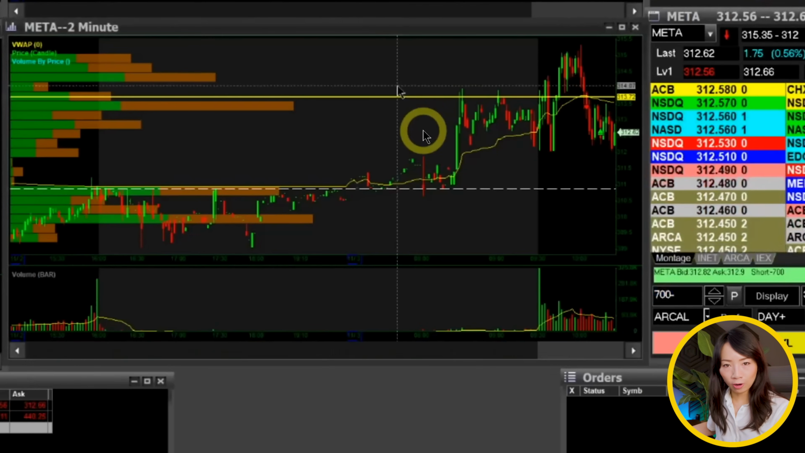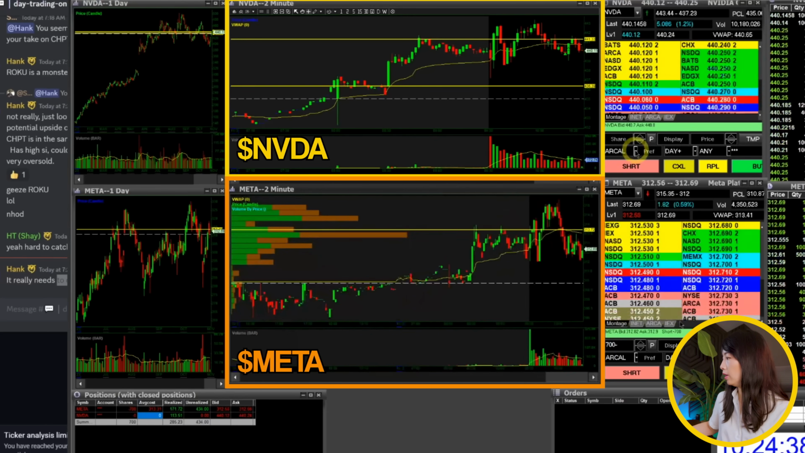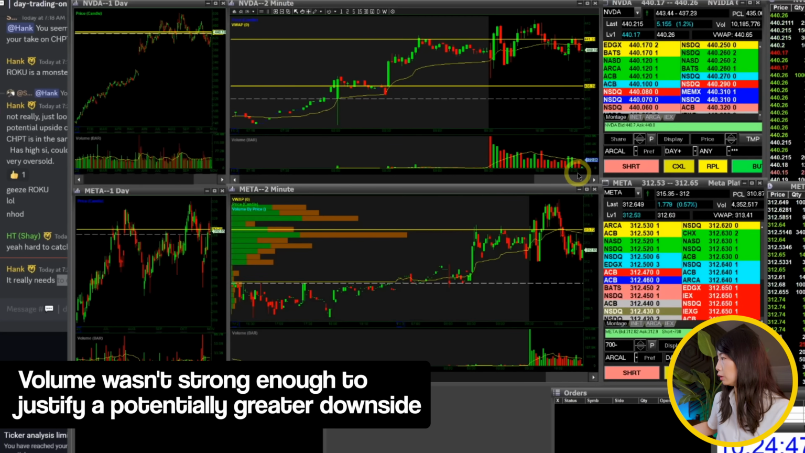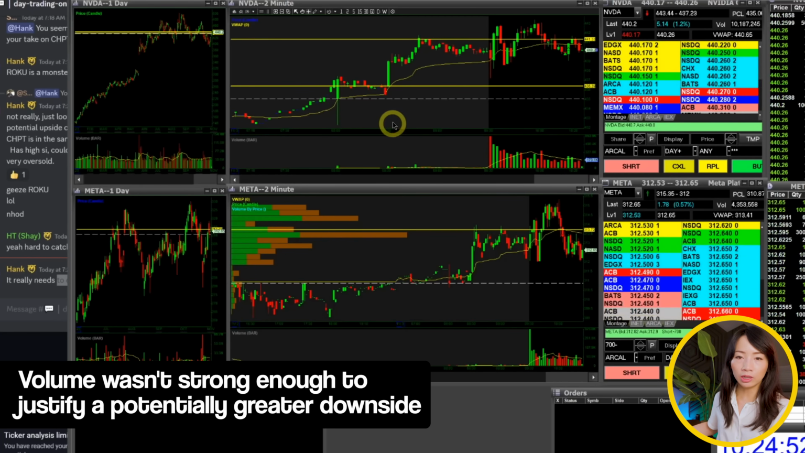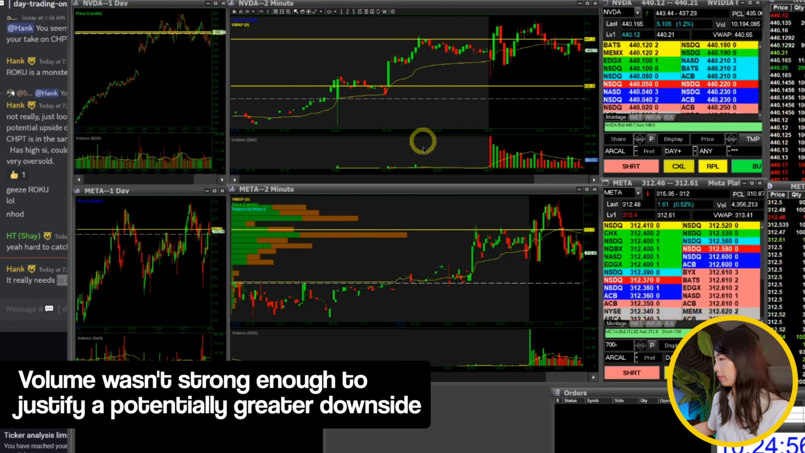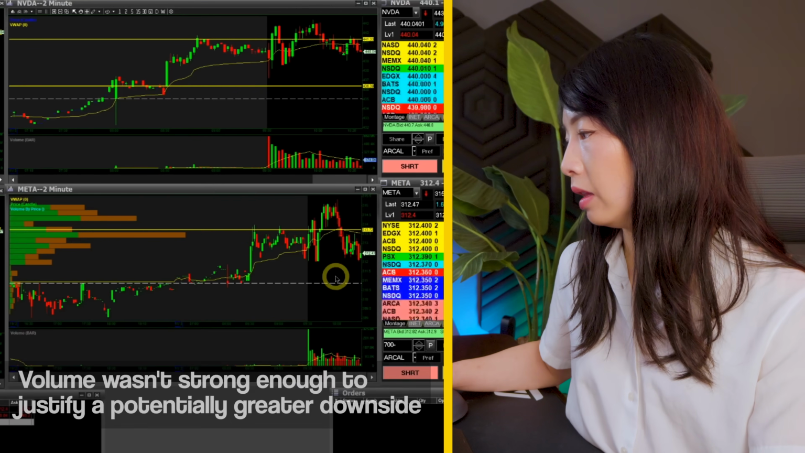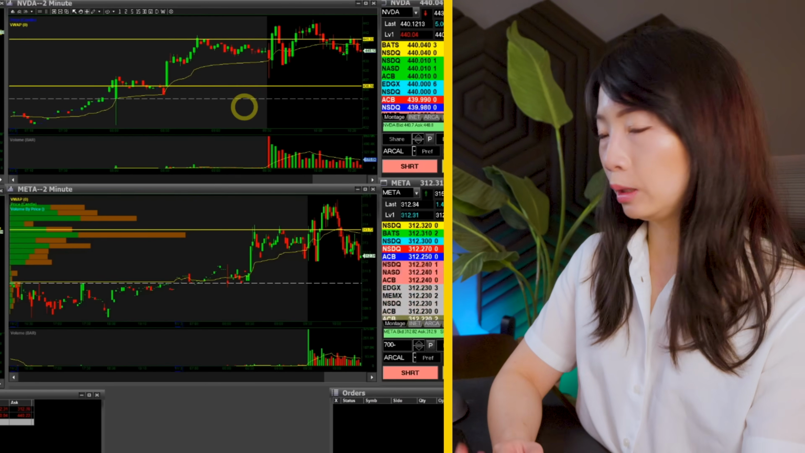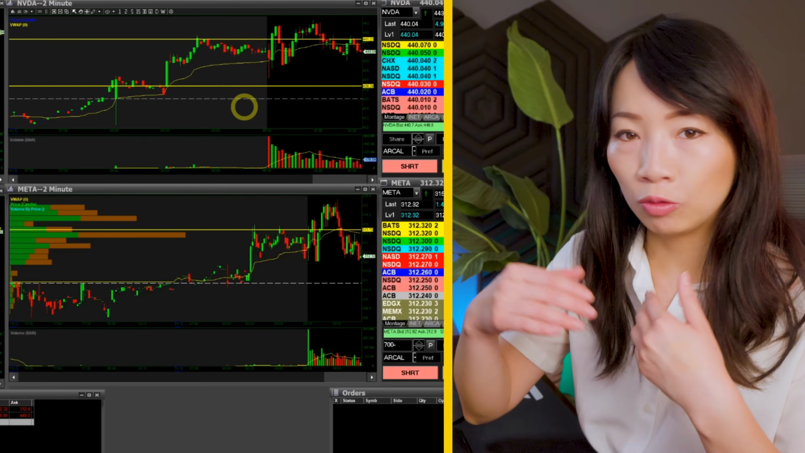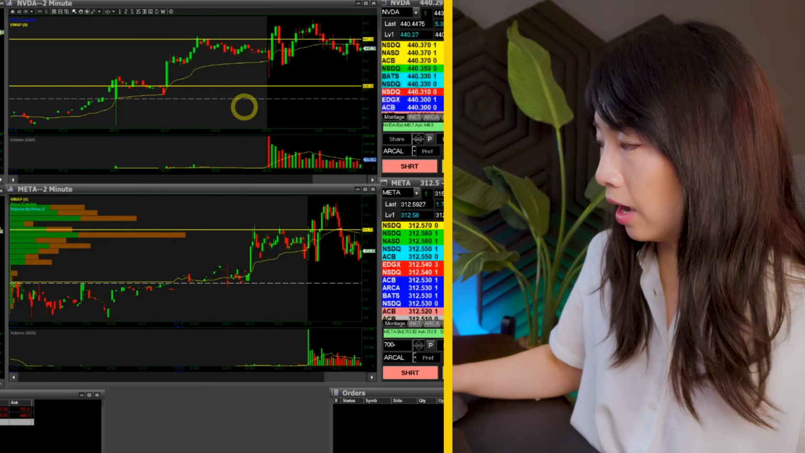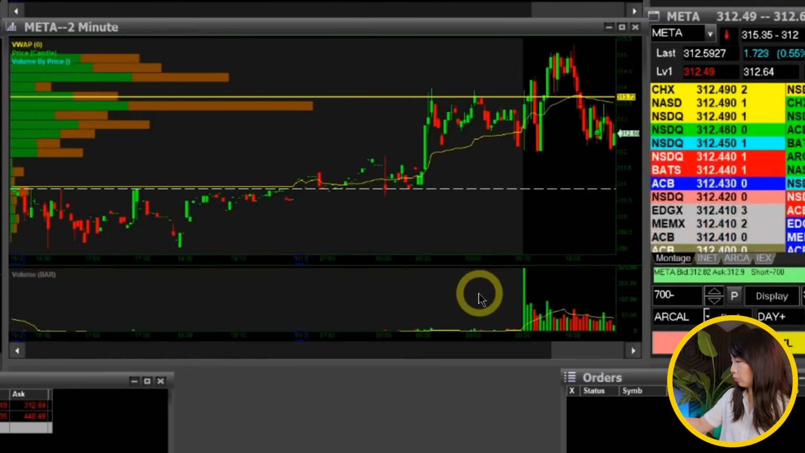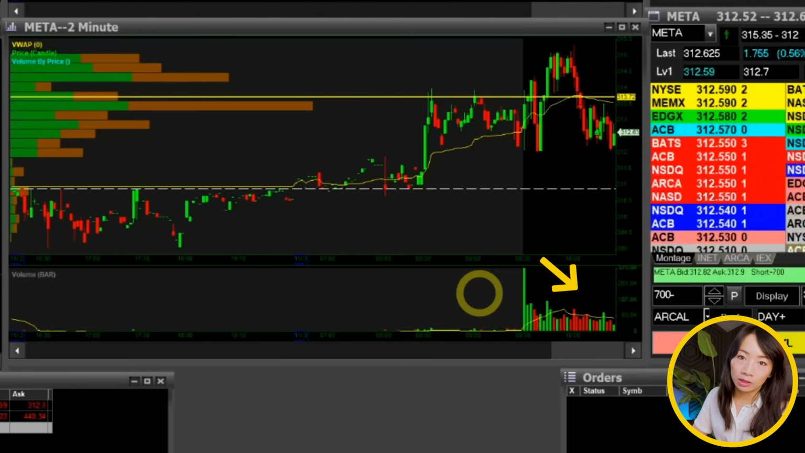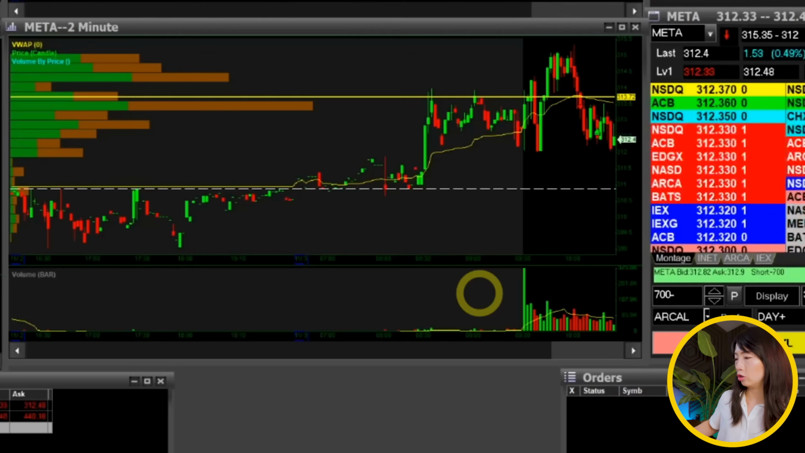This is where volume really comes in. You can see on both NVIDIA and Meta, even though Meta was a little bit weaker than NVIDIA, the volume on each of these breakdowns is not that significant, whether you're looking at the 2-minute chart or the 5-minute chart. So I think that's one of the reasons I never added. I just didn't have a lot of confirmation from the market. Even though Meta is below VWAP, remember I'm short, so I want to see the volume on the breakdown increase. But the red volume below is actually not that big. So that's the reason I wasn't as aggressive with adding to my short.